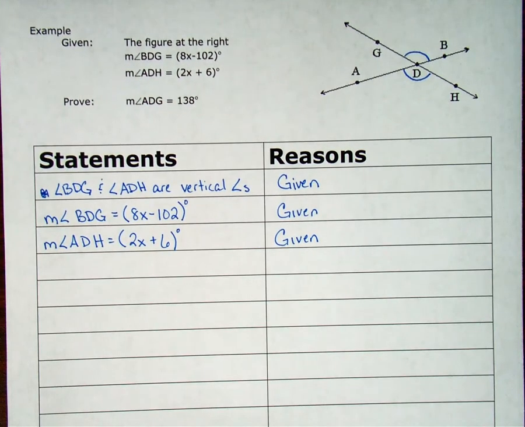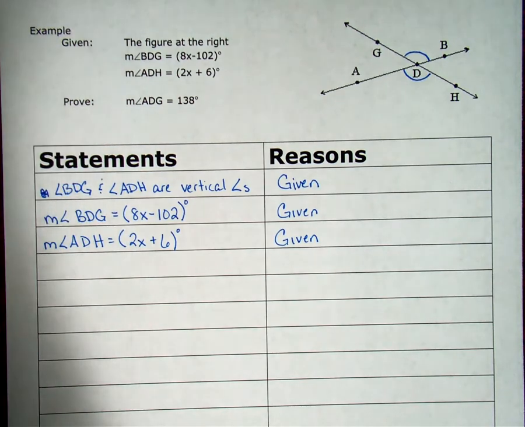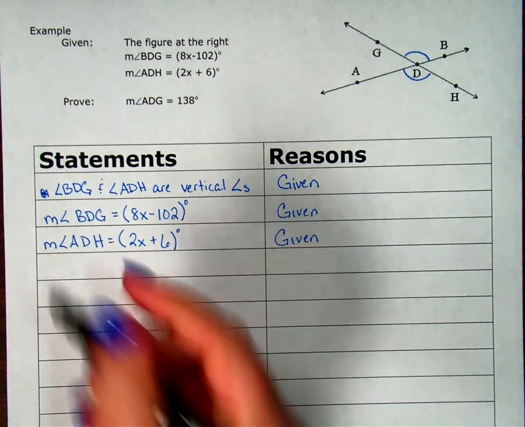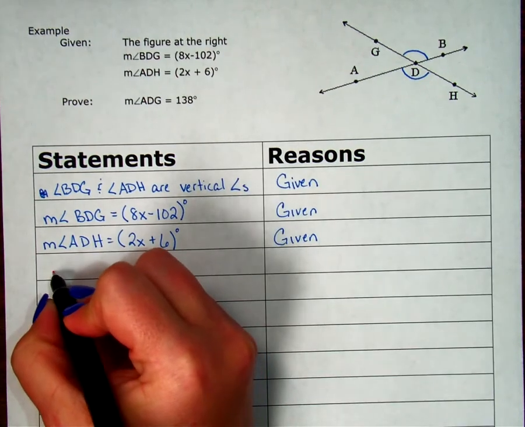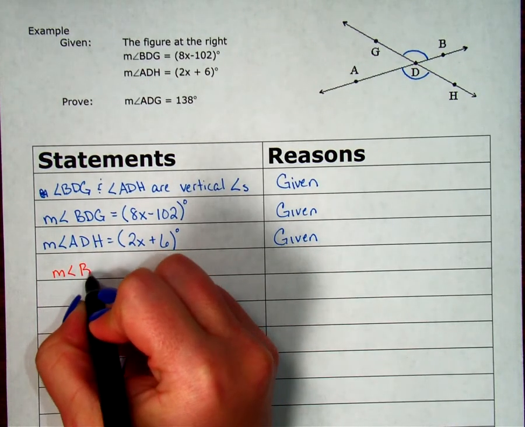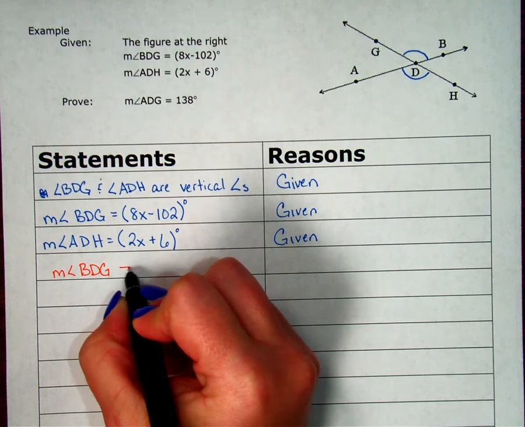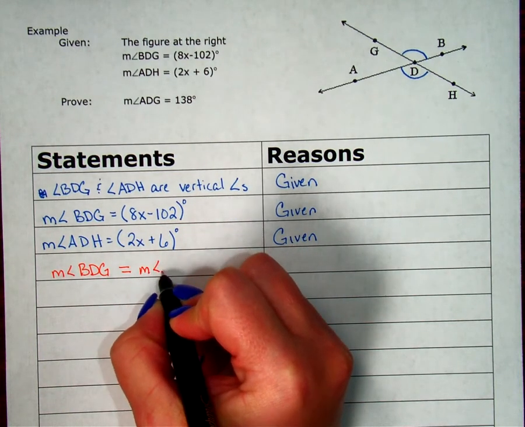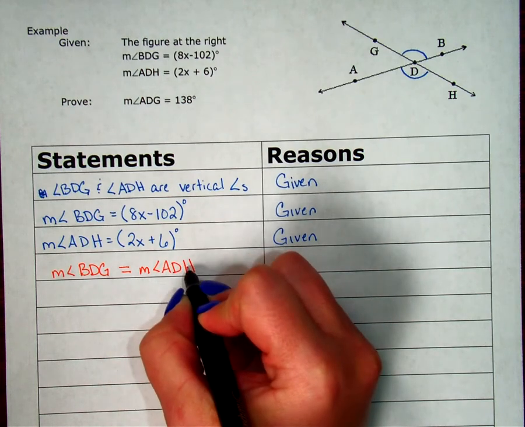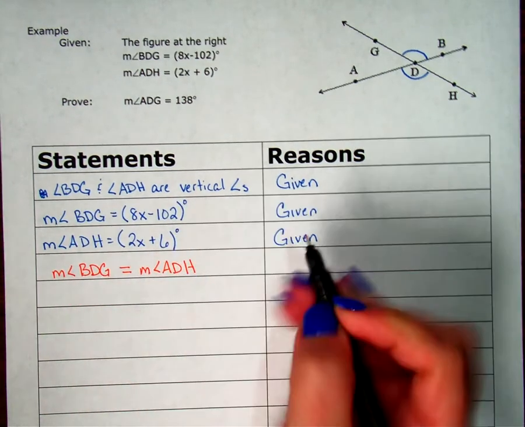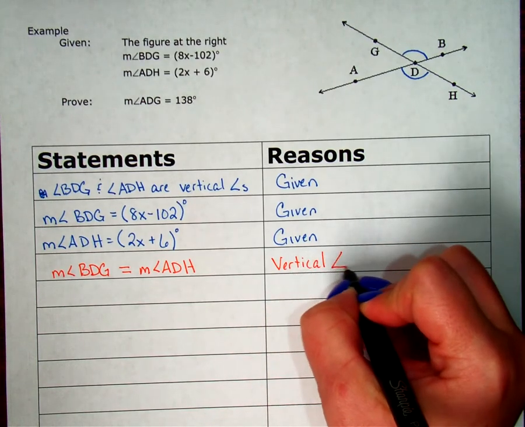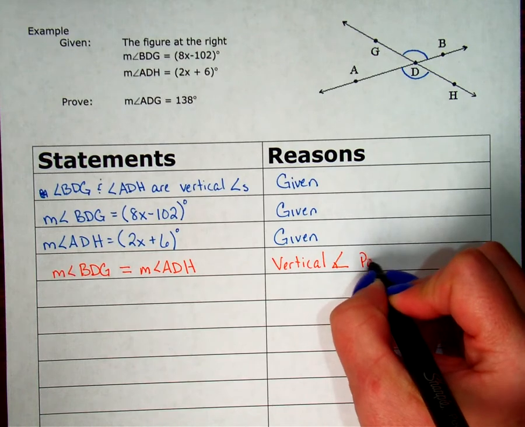Okay? So now what did we just learn about vertical angles? We learned that with the vertical angle postulate, you can say the two angles equal each other. So that's what I'm going to do. I'm going to say these two angles, the measure of angle BDG is equal to the measure of angle ADH. Because up here, they're vertical. So that's the vertical angle postulate.